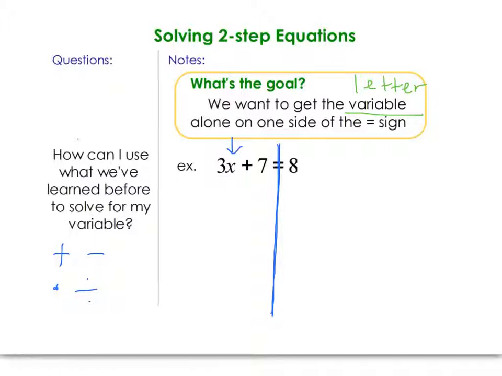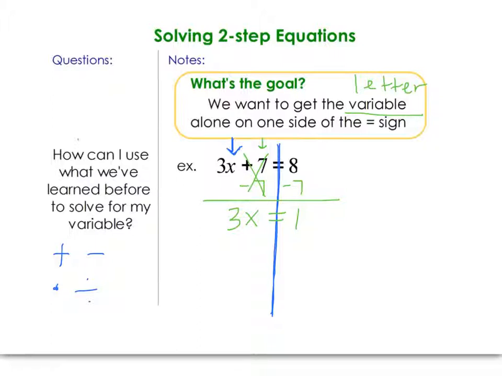So if I'm trying to get that x alone, the first thing I want to do is move over this 7. Well, I have a positive 7, or plus 7, attached to my 3x. If I subtract 7 from both sides of my equal sign, that plus 7 and minus 7 cancel. So now I have 3x equals 1. So my x is almost alone, but I still have another step.